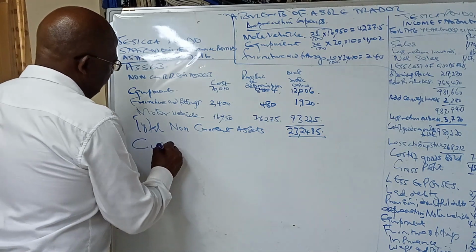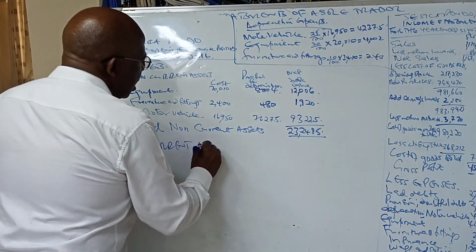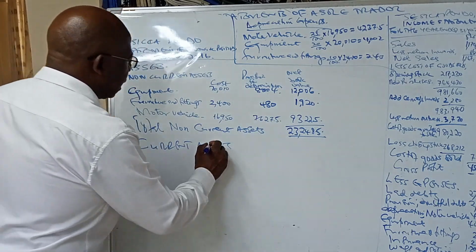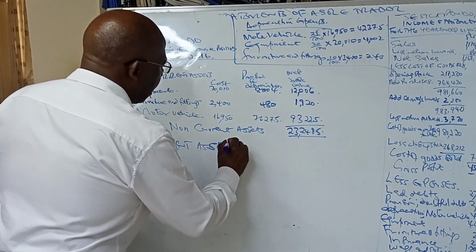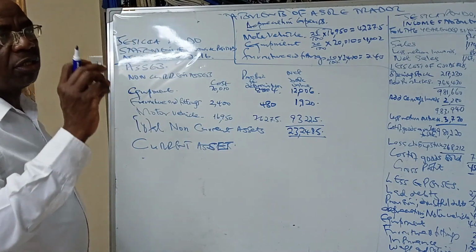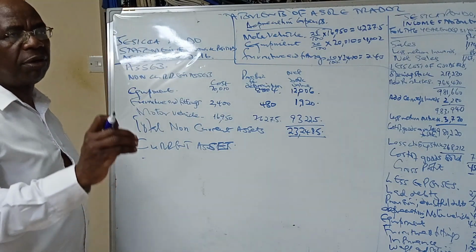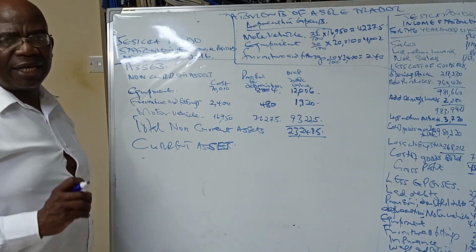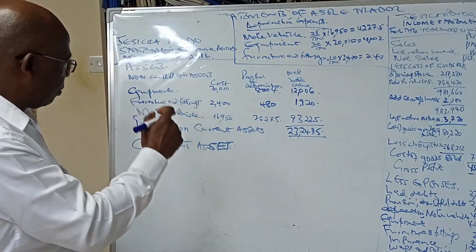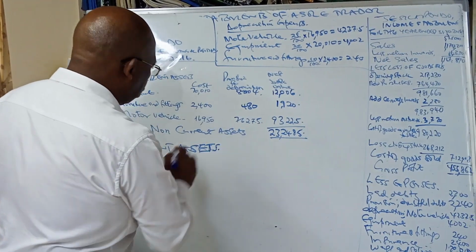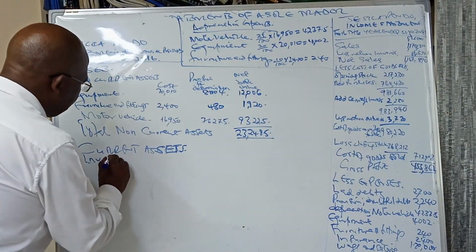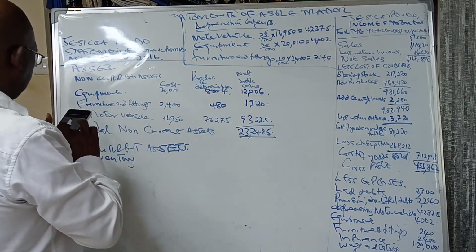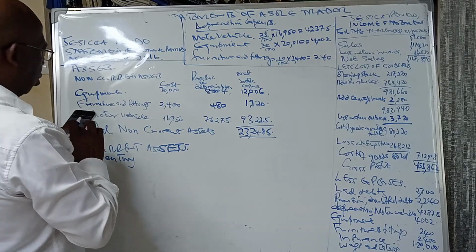Then we come to current assets. Remember, the format of the current assets is always in the head: inventory, trade receivables, other receivables, prepayments, investments, bank, and cash. Now from the head, you go checking what do we have. So our inventory is given as the last item there, and we say it is 268,212.